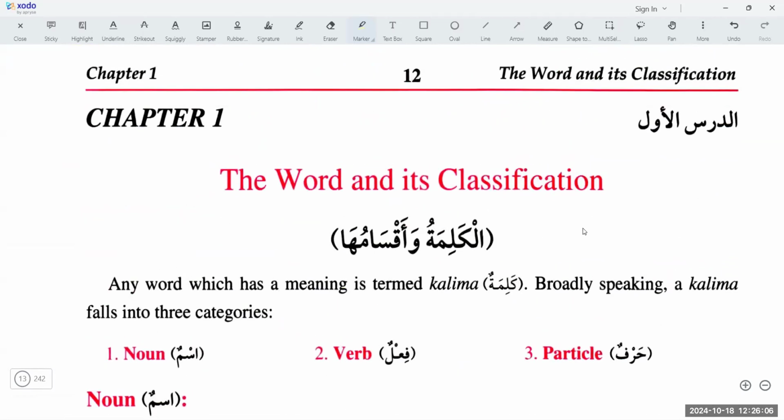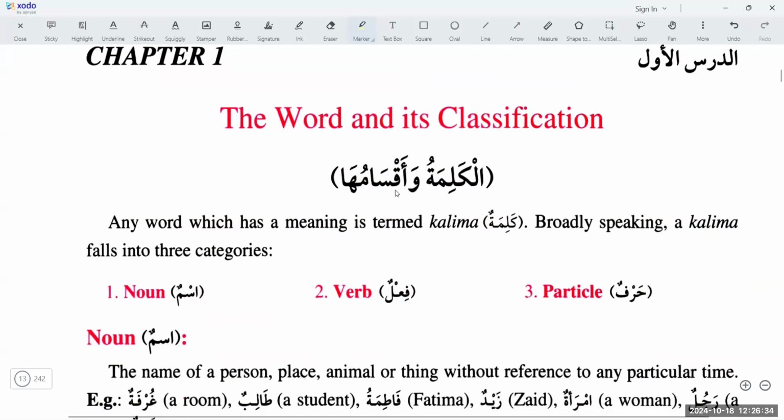Next, we will move to the lesson, chapter 1. That was the basic introduction of the Arabic terms we use in Arabic. That was necessary. So now we are moving to the first lesson of the book: the word and its classification. Al-kalimatu wa aqsamuha. Al-kalimatu, the word, wa aqsamuha, its classification.